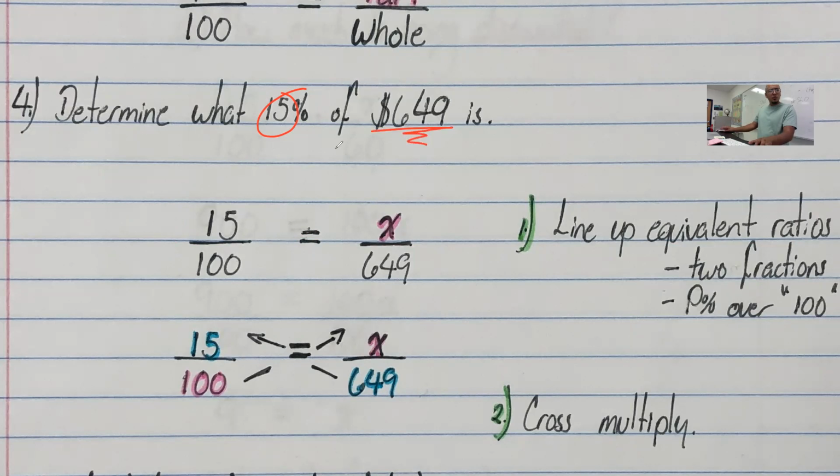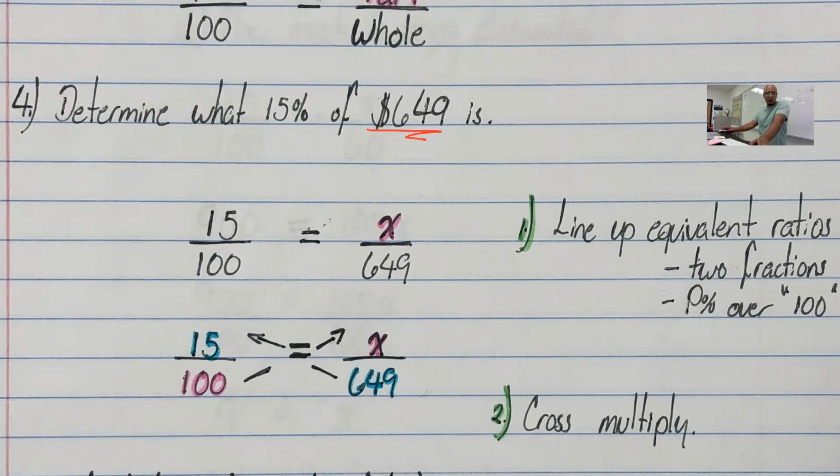How do I know that that is the whole? Because of this word right here, of. Anytime you're taking something of, or from, or out of something else, you're taking it from the total, from the original amount. You're taking it from a whole of some sort. So look for words like that. 50% of something, 15% out of something else. That's how I know that this is a whole.